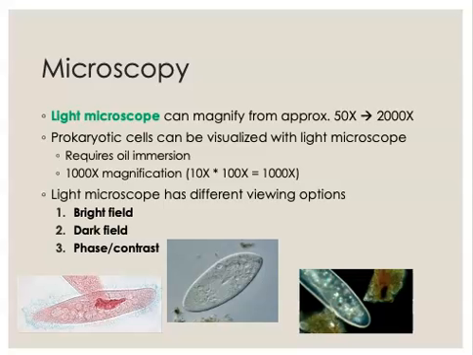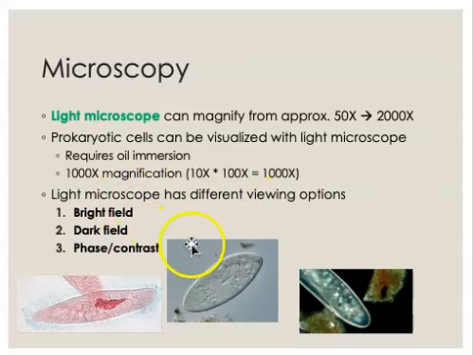Modern light microscopes have multiple objective lenses available on them, and they also offer 3 different viewing options, depending on the kinds of cells that you're trying to visualize. Those viewing options include what's called bright field, dark field, and phase contrast.